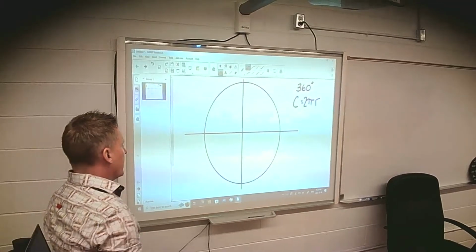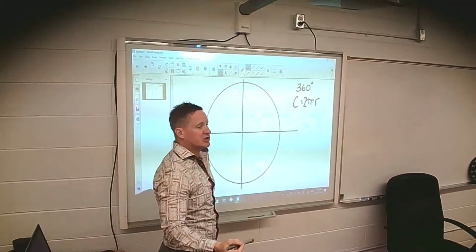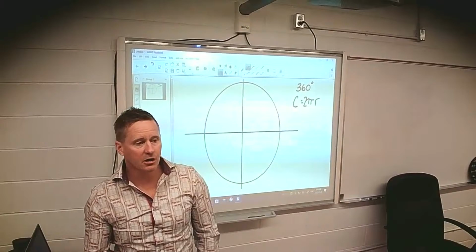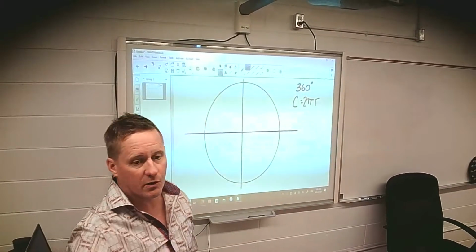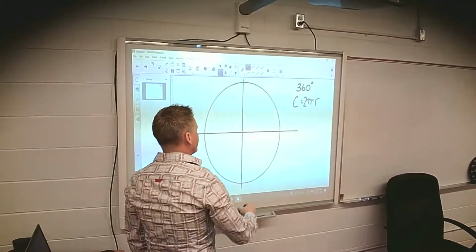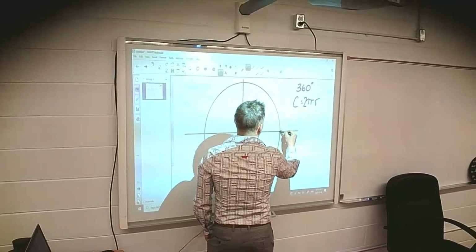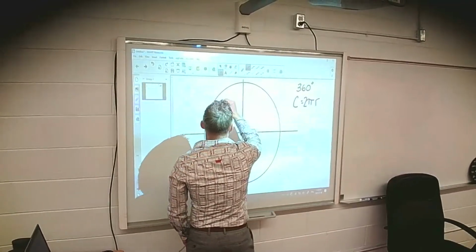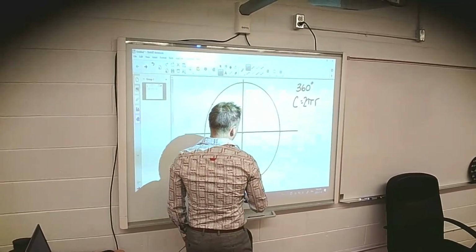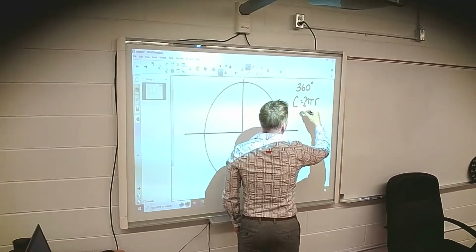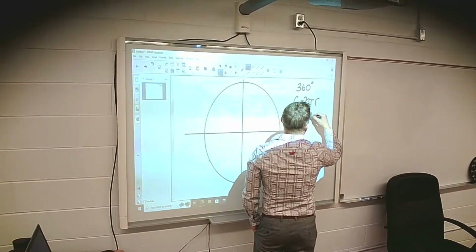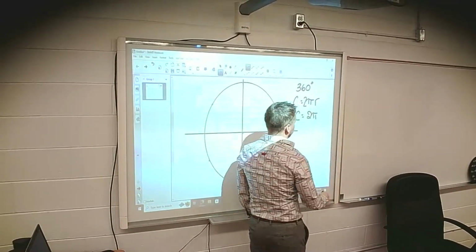Now, we are going to deal with what's called the unit circle. And the unit circle means that the radius of this circle is going to be 1. So the distance from the center to right here to anywhere on the circle, that distance is going to be 1. So that means then that the distance around the circle is 2 pi.